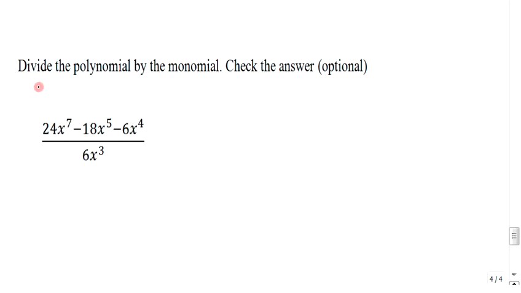Hey everyone, this problem says to divide the polynomial by the monomial, and then we'll check the answer. The polynomial is in the numerator, 3 terms. The monomial, of course, is 6x cubed.